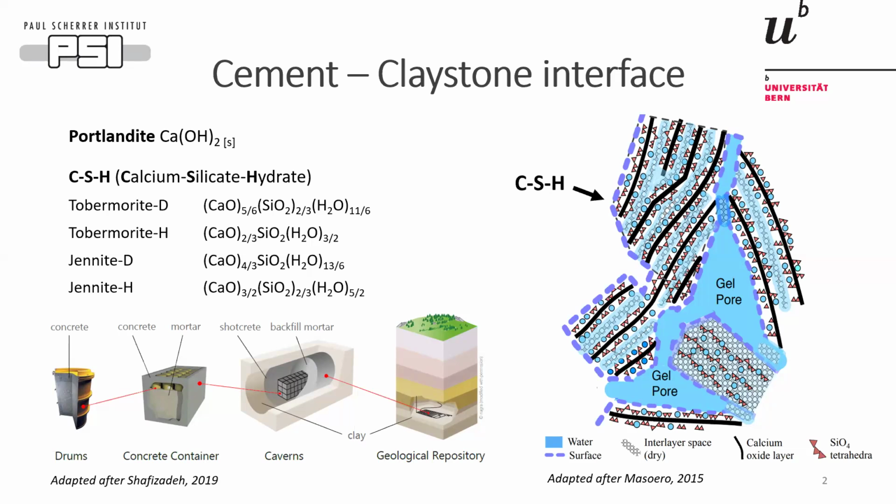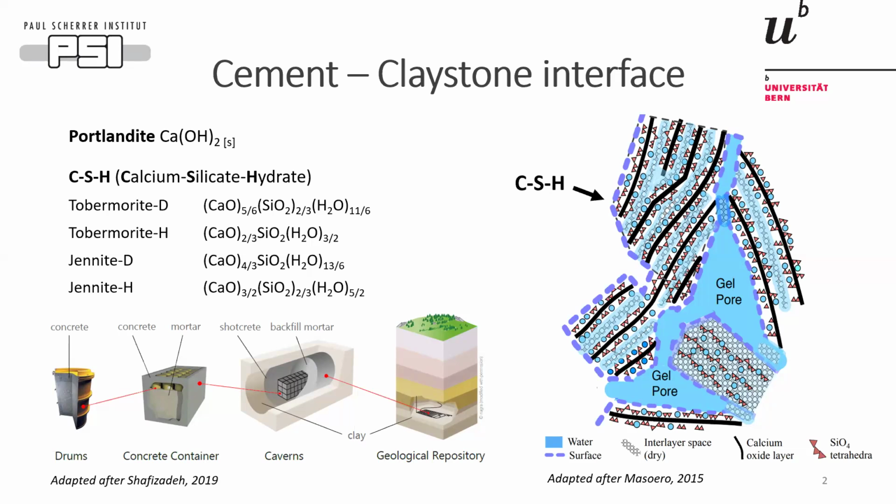So to produce cement, calcium carbonates are heated to form calcium oxide, which is then hydrated with water to produce cement, which mostly consists of portlandite and CSH. Portlandite is calcium hydroxide, and CSH is calcium silicate hydrate. CSH is a semi-crystalline phase consisting of calcium oxide, silica, and water in a sheet-like structure.